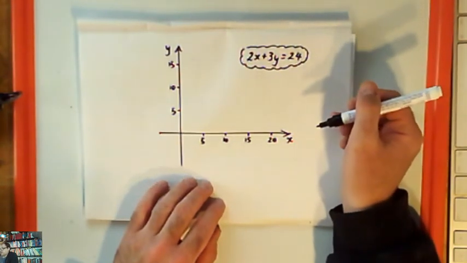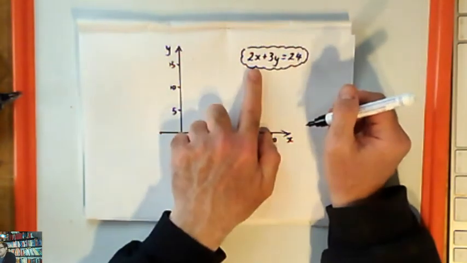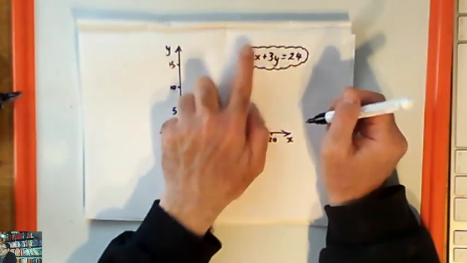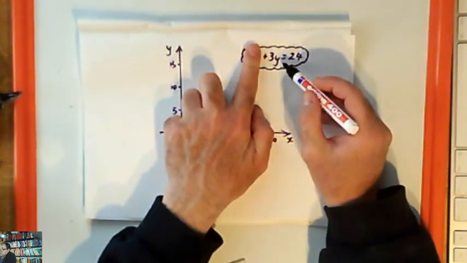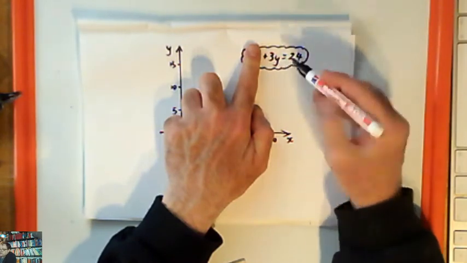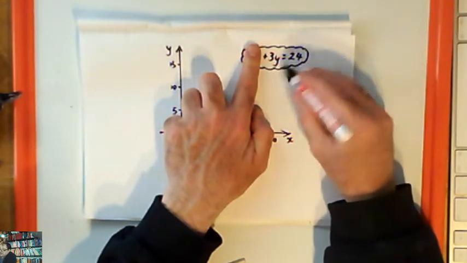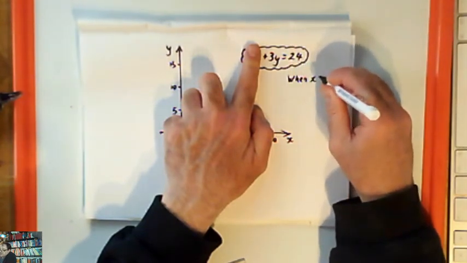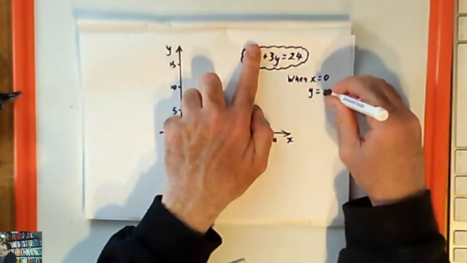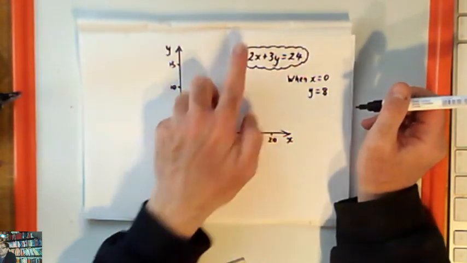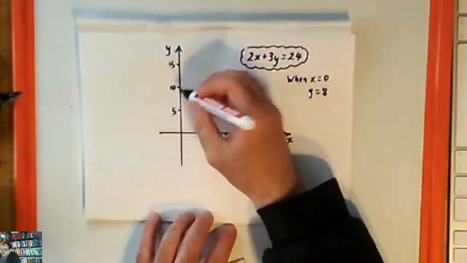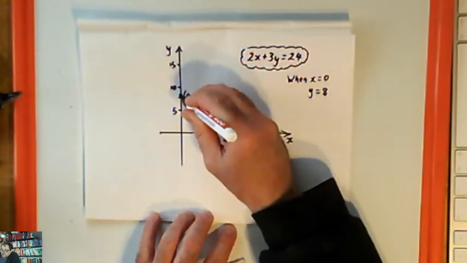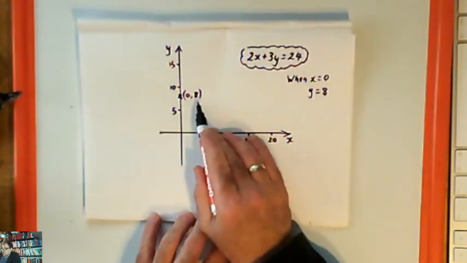The easy way to do this is to think about what happens when x and y are 0. So I'm going to start by thinking about what happens when x is 0. If x was 0 here, then this 2x would disappear and we would have 3y equals 24. And to make that balance, y would have to be 8. So when x equals 0, y has to be 8 to make the whole thing balance. That means it goes through the point 0, 8, which is there. When x is 0, y is 8.